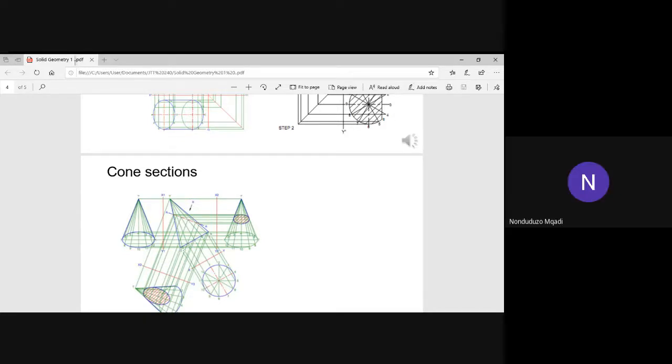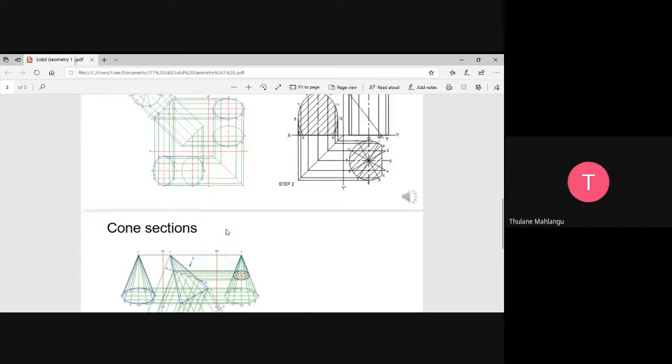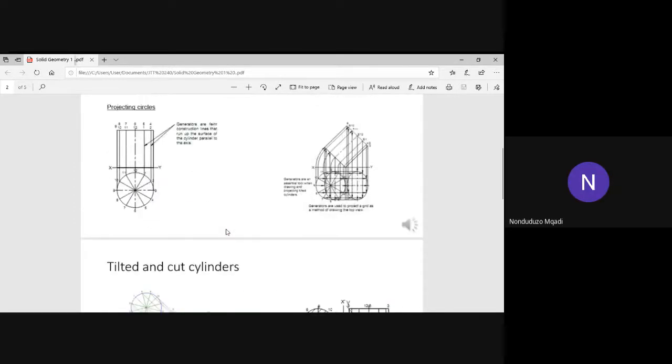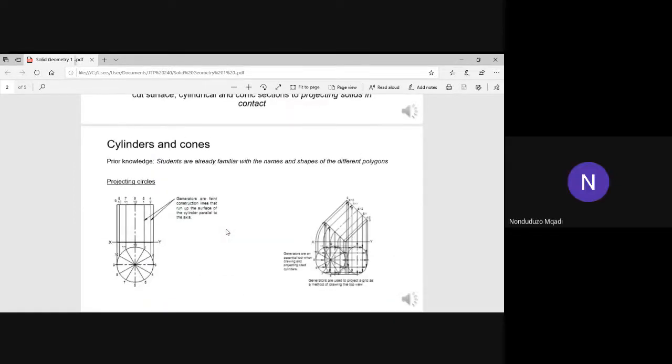I have a question. Yes. Can you please move up to slide 3, I think? No, slide 2. Yeah, this one. I did not understand. You see the bottom part of the cylinder here, yes, there.